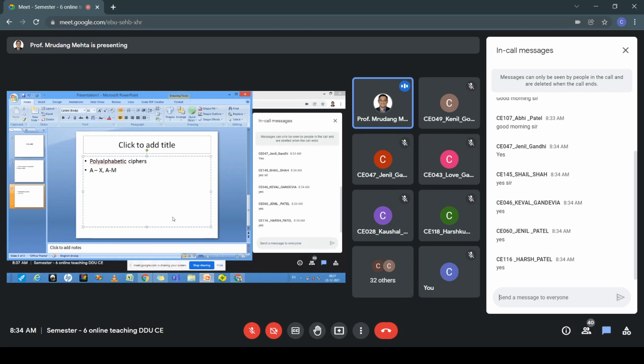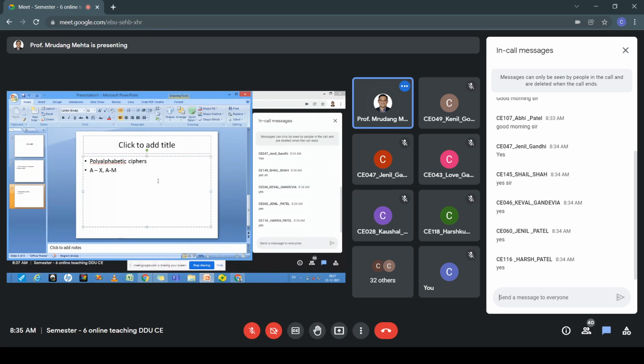So this Playfair cipher, the first objective is the Playfair cipher. First I will discuss this Playfair cipher and its technique, and then you should implement. Then I will give you the second objective.